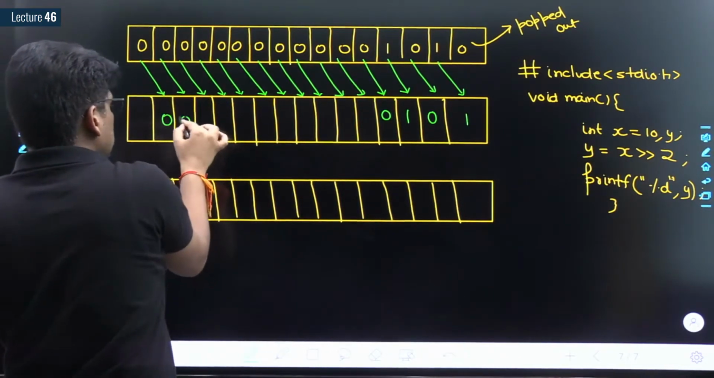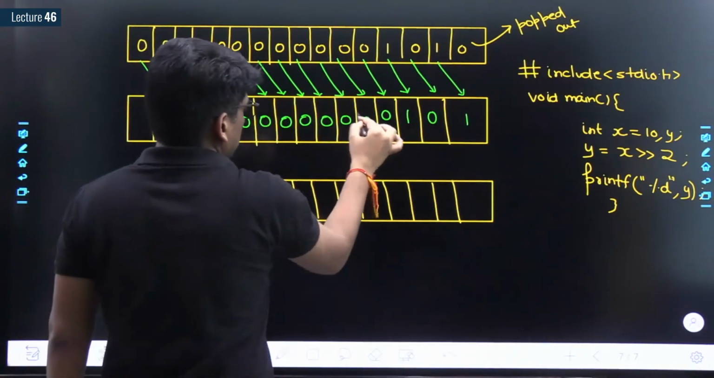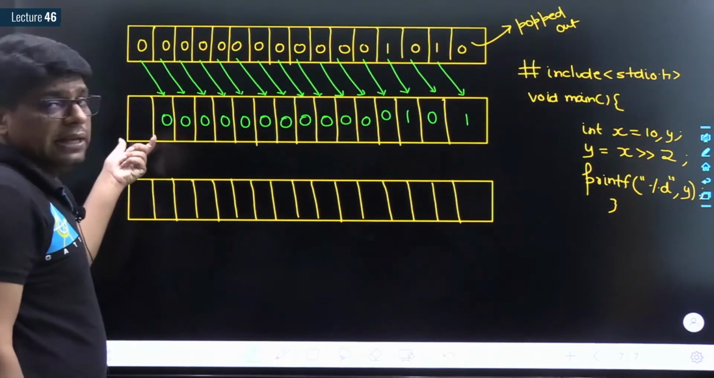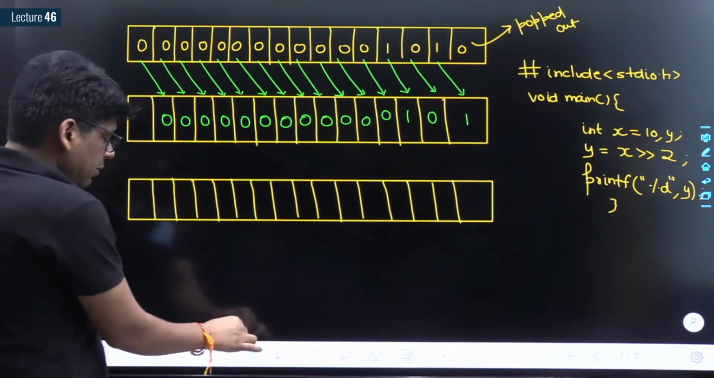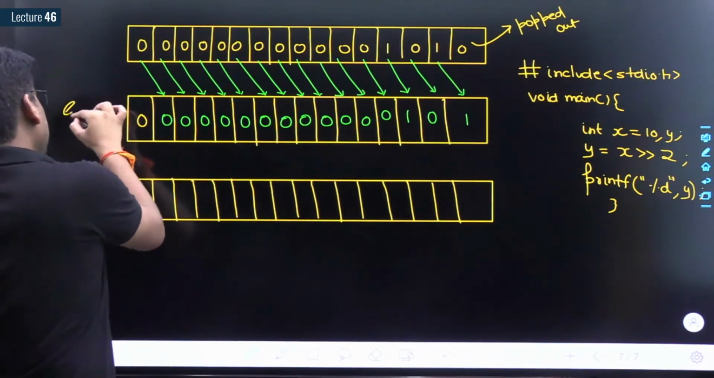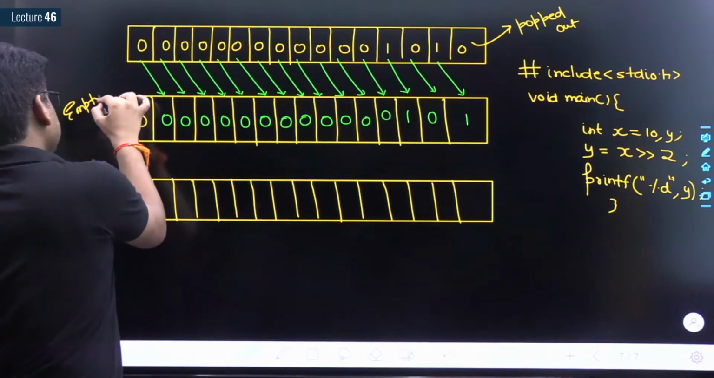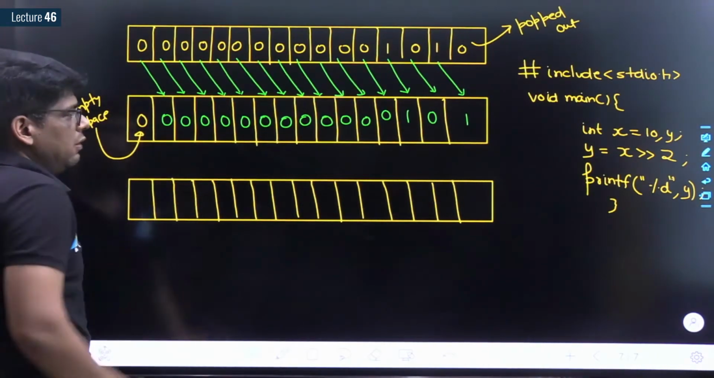That means all zeros. And we got an empty space on the left hand side. This empty space will be filled by a 0. Sir, what is the new value?